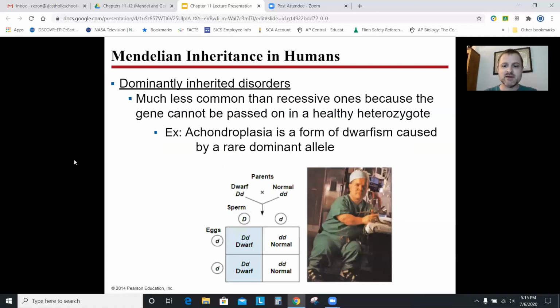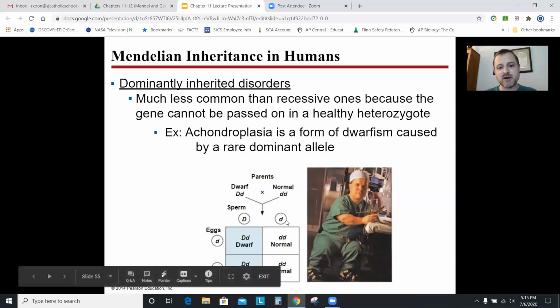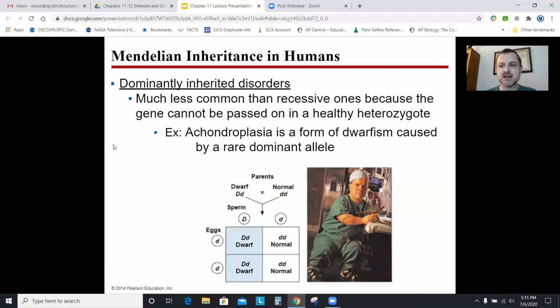Some traits are dominant. This is a Punnett square showing achondroplasia, which is a form of dwarfism. It's dominant. So here I have a parent on top of the Punnett square who is heterozygous, which means they exhibit dwarfism, with a mom that was normal. And half their kids would have dwarfism if you look at the Punnett square. Most genetic disorders are recessive, but some can be dominant.